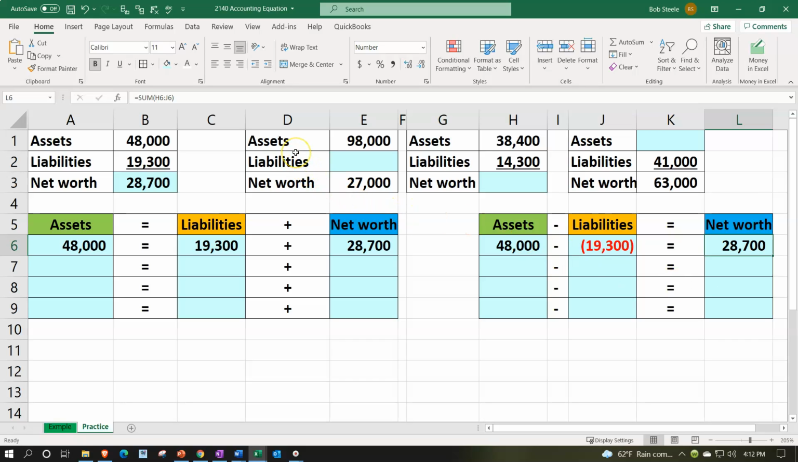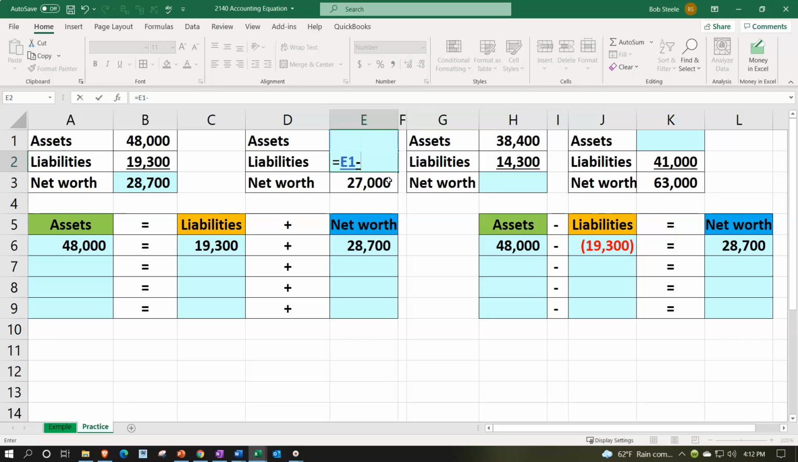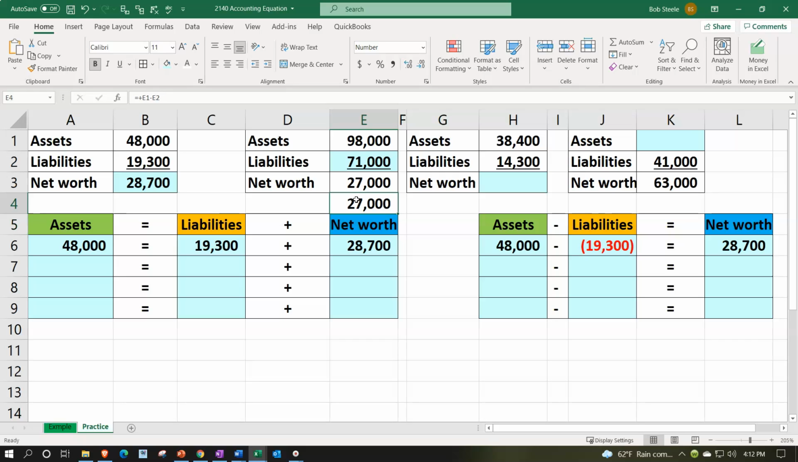If a book problem, for example, said this is what my assets are and this is my net worth, and then I had to back into my liabilities, I would still often list it vertically: assets minus liabilities equals net worth, and then say that's my unknown. If this minus this equals that, then this has got to be equal to the 98,000 minus the 27,000. Then I could double check it down here and say, does that work? This minus this equals the 27,000.